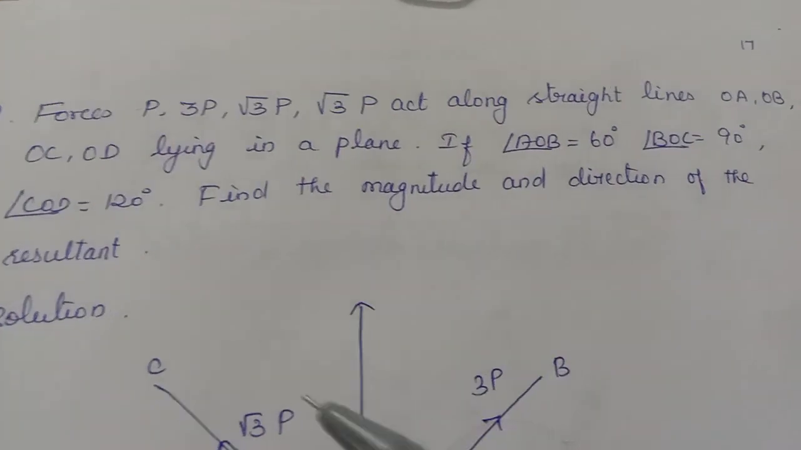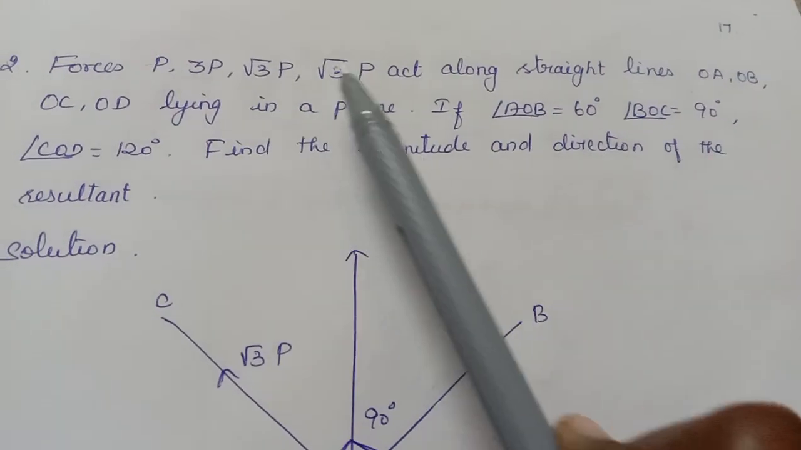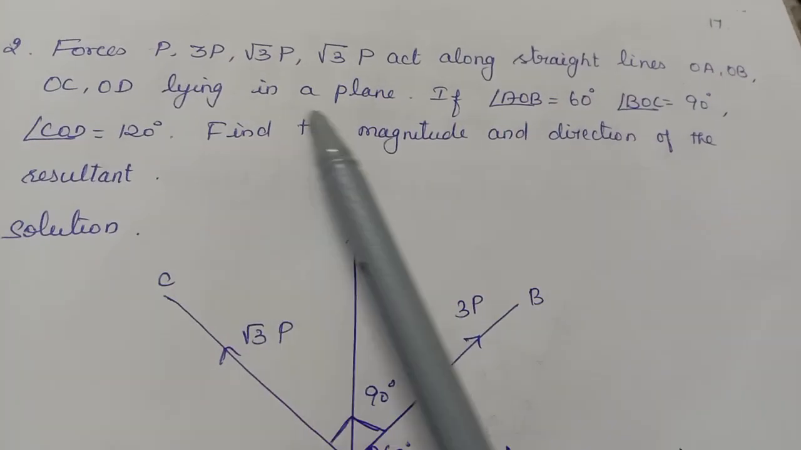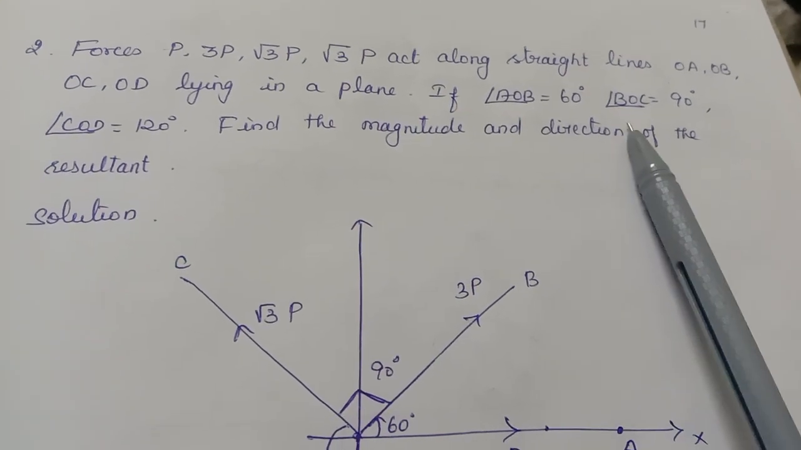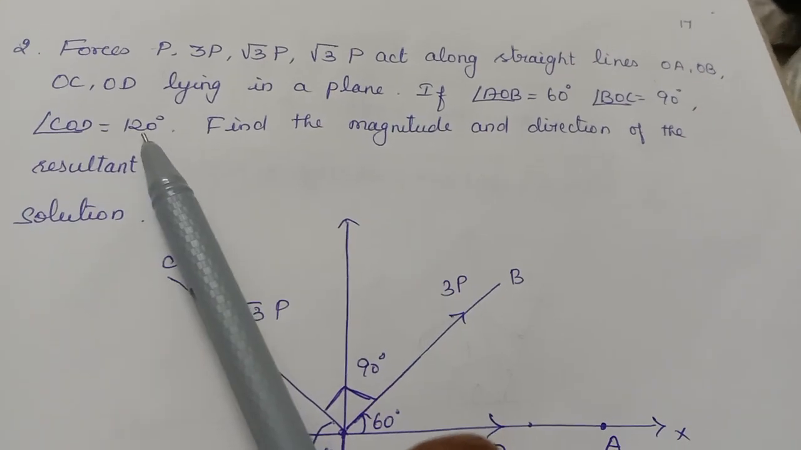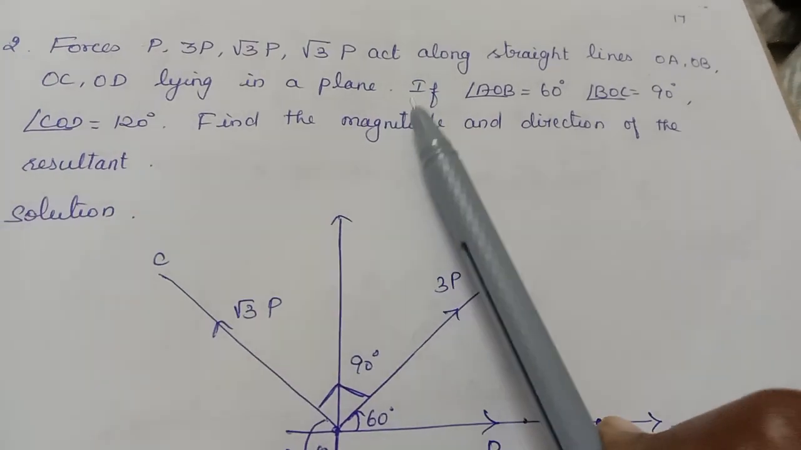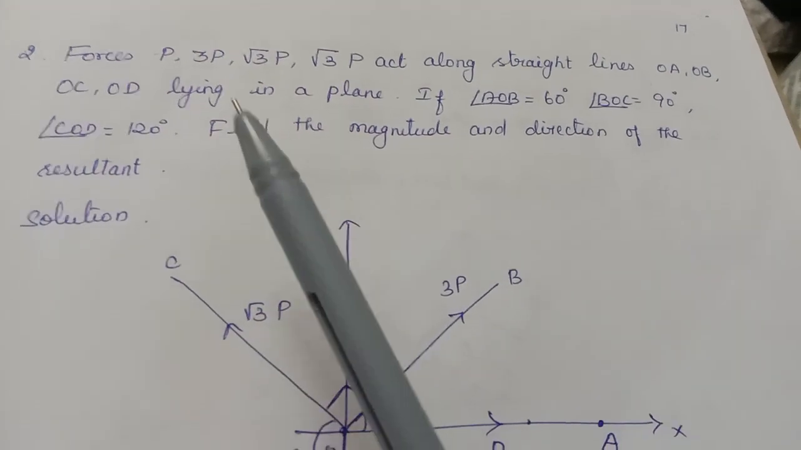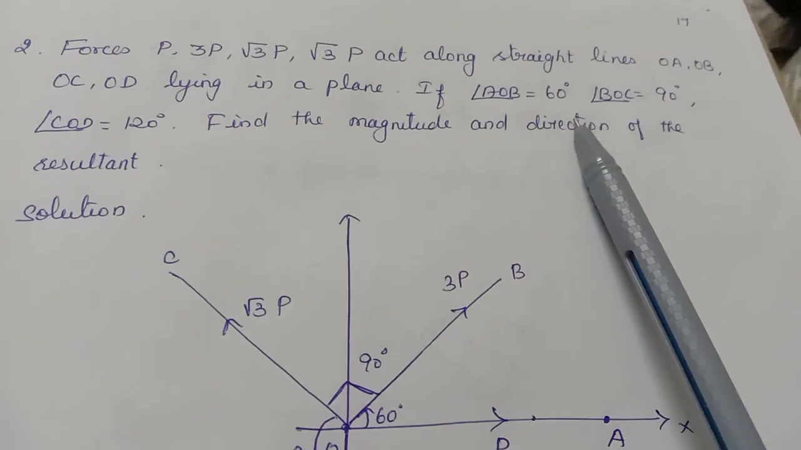Okay, next problem. Forces P, 3P, root 3P and root 3P, twice repeated, act along straight lines OA, OB, OC and OD lying in a plane. If angle AOB is 60, angle BOC is 90, angle COD is 120, find the magnitude and direction of the resultant. This is also like the previous problem. In the previous problem, they gave 3 forces and the angles between them. Here, they have given 4 forces and the angles between them.